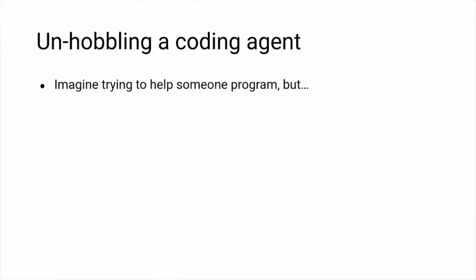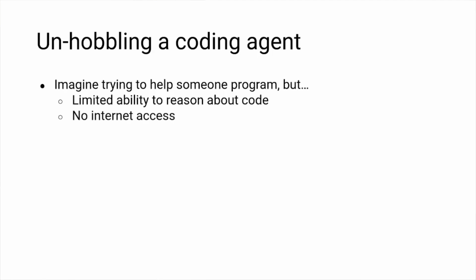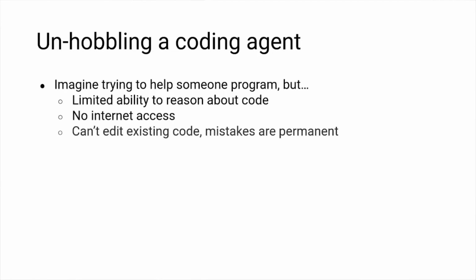Okay, so what about for a programming agent then? Imagine you're trying to help somebody code, but you can't really reason about your code. You don't have any internet access. You can't edit existing code. So anything you write down is permanent. No changing. If you decide that variable name didn't work or you made a mistake, sorry, it's locked in. Again, seems pretty tough. So how does being an agent help? How does it actually alleviate these issues?